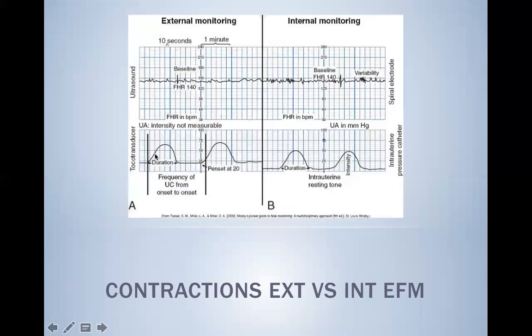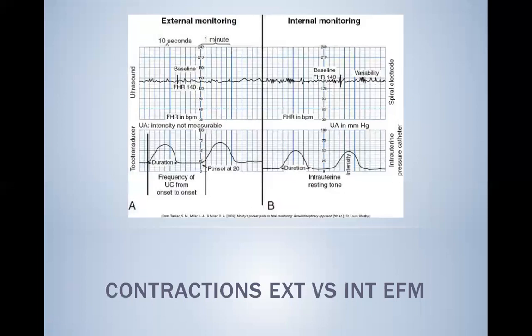We measure the duration from the start of one contraction to the end, and we would document that as a range. So we would find the longest contraction of the 30-minute period and the shortest, and we would document, for instance, contractions 40 seconds to 90 seconds. My shortest one was 40 seconds and my longest one was 90 seconds. And if my frequency was between 2 and 4 minutes, then I would document from 2 to 4 minutes between contractions.